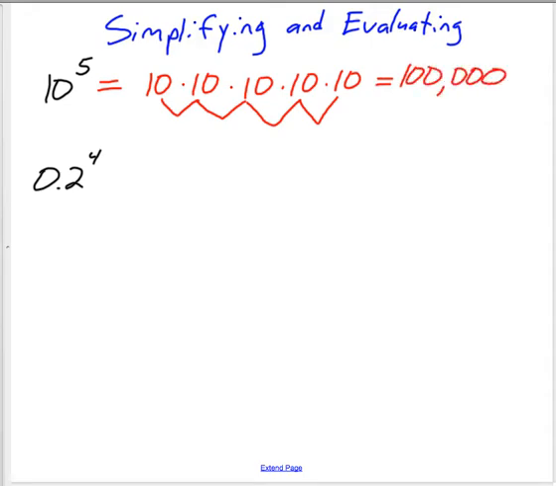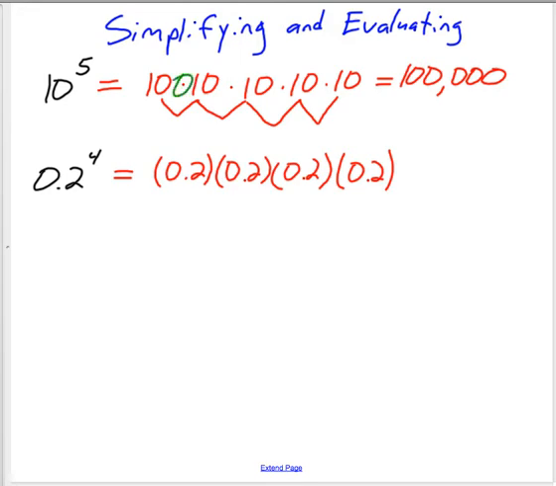With 0.2 to the 4th power, that means 0.2 times 0.2 times 0.2 times 0.2. Notice instead of using the dots like I used up here, I'm using parentheses because I don't want my dots and my decimals to get mixed up. So parentheses for multiplication is a good idea for the second one. For the first one, it wouldn't really matter. You can use either one.